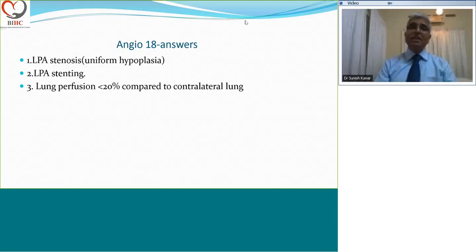That's not the indication. Because if there is an isolated branch pulmonary artery stenosis, the MPA pressure or the RV pressure doesn't go up. The RV pressure remains normal in presence of a unilateral pulmonary artery stenosis if the opposite pulmonary artery is normal. Therefore, you define it not in terms of PA pressure, but in terms of PA perfusion. So a 20% diminution of perfusion of that lung compared to the contralateral lung is the indication.